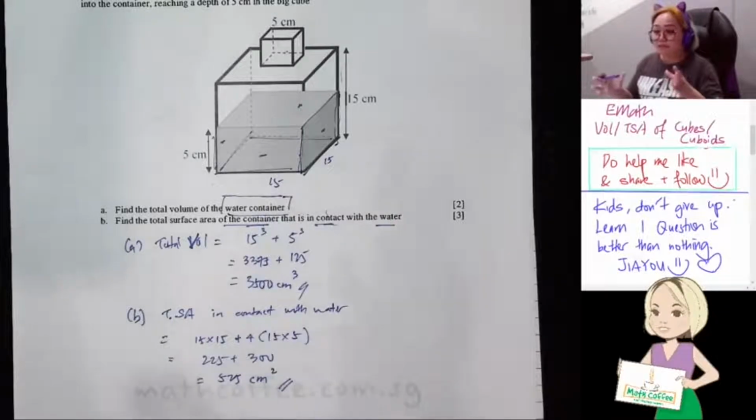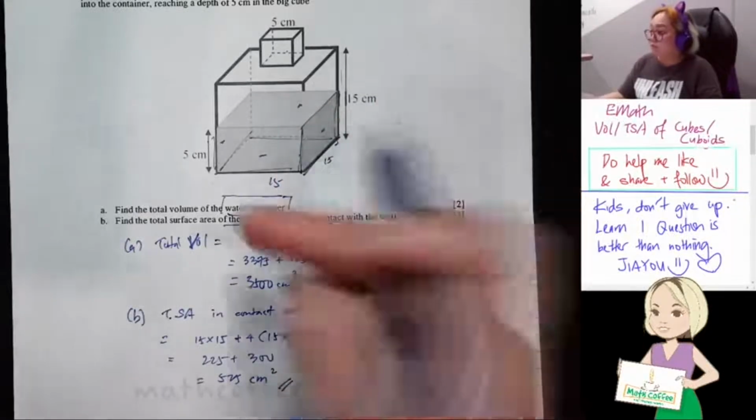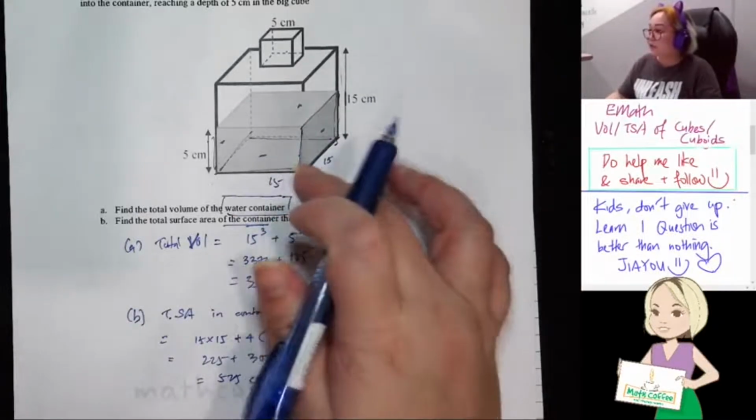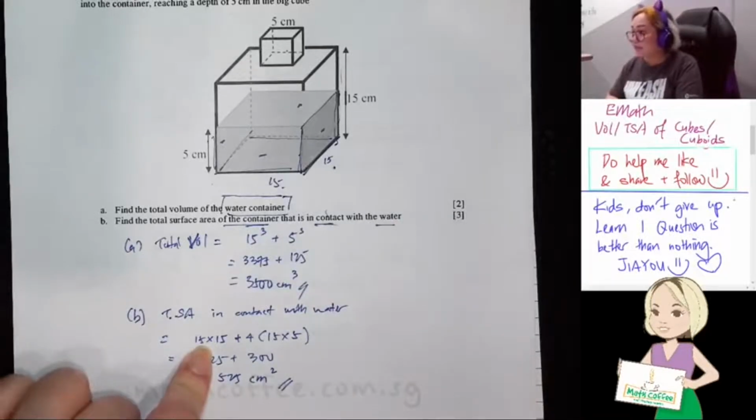The water that is in contact with the container. So the bottom, of course the water will touch the base. So we have a 15 by 15. So that's one face that touches the water.